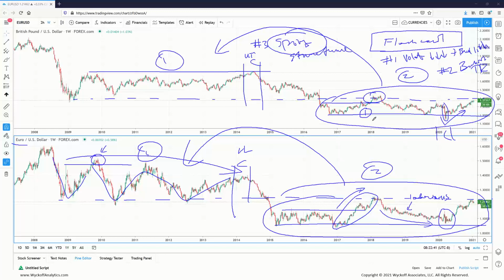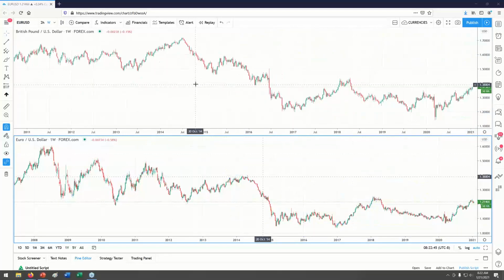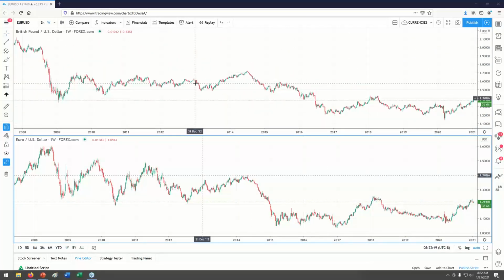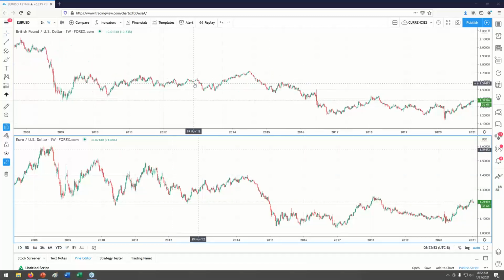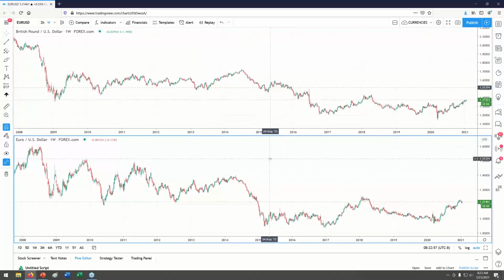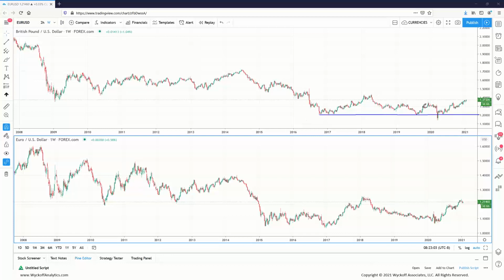Now let's expand the whole view a little bit. Well, actually, no, let's come back really quick. There are a couple more points here that we could make before we go to something else. So this looks like it's playing out as a potential accumulation, this whole range.